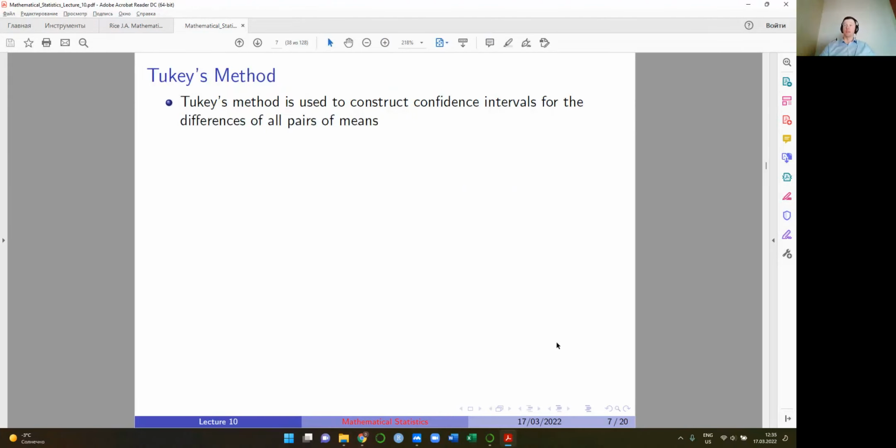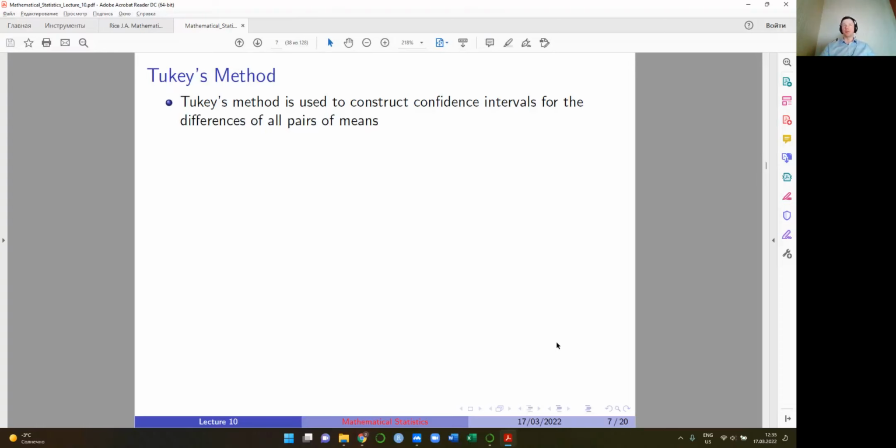So what is the idea of these Tukey's methods? Once again, we came to the point when mathematics becomes very sophisticated. That is why, as much as I can, I'm trying to avoid all these derivations, because probably you will never use them. So I just want to give you an idea of this method.